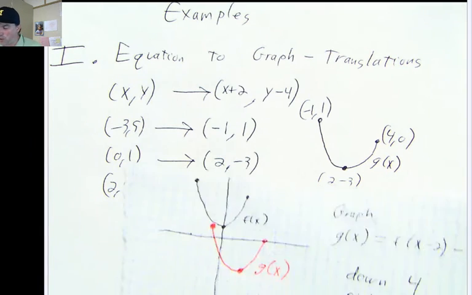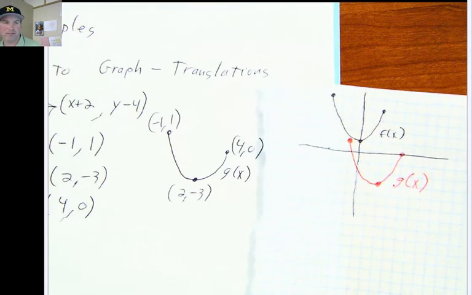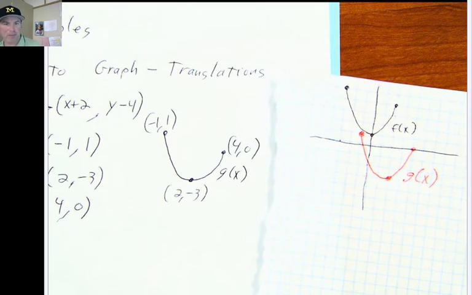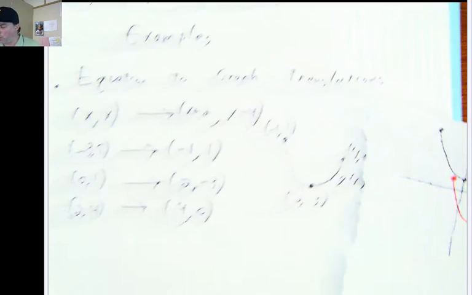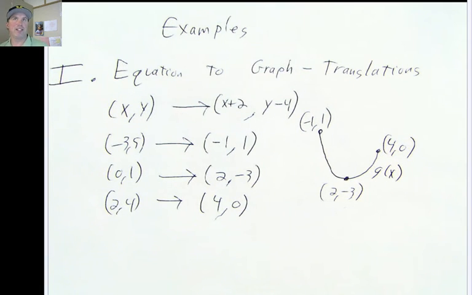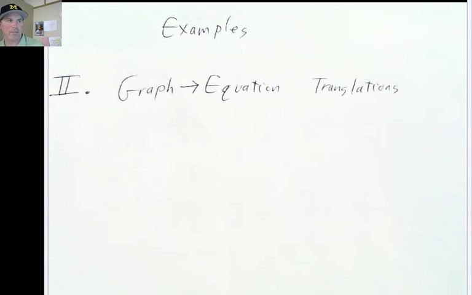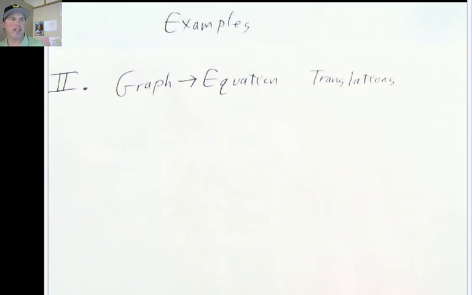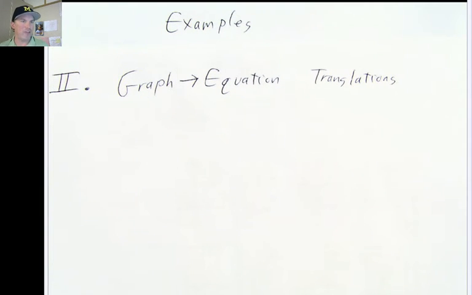And if you compare the two graphs, they're the same. So you can do this problem using graph paper or without using graph paper. And that is equation to graph on translations. The second point of today is opposite, graph to equation on translations. So let me show you this problem.